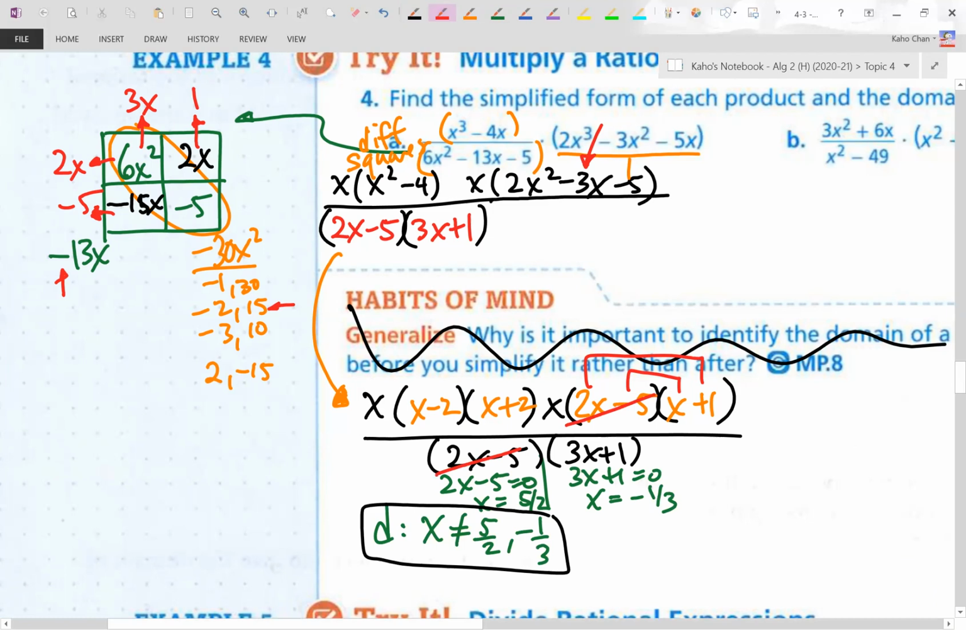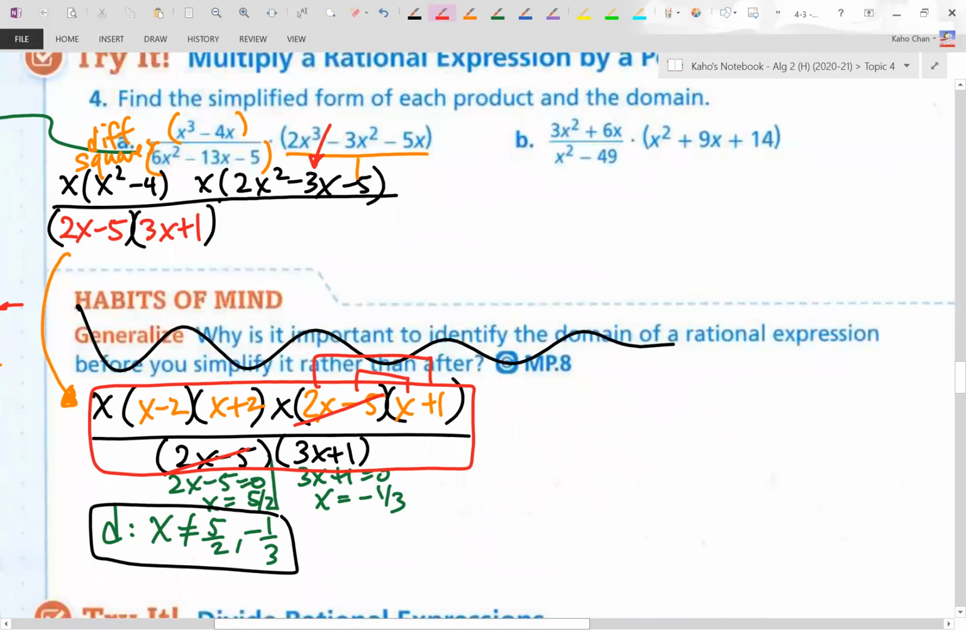The simplified form is all of that. Ouch. It's the rest of this. I'm so angry at this problem that I'm not even going to write it again. I'm not even going to simplify. That would be way too much work. All right, let's take a look at 4b.